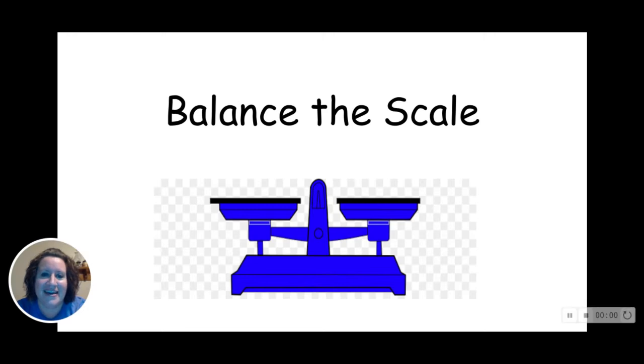Hey guys, last time we were together, we reviewed fact families. Today we're going to do something a little different. We are going to review what the equal sign means and then use that to balance some addition facts.